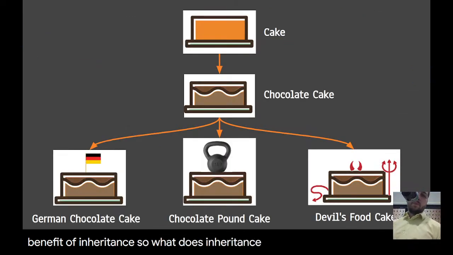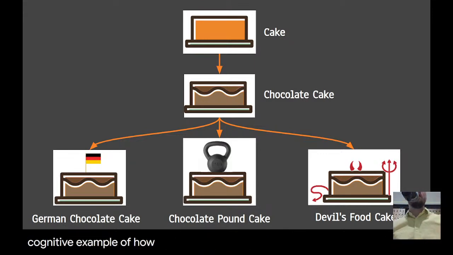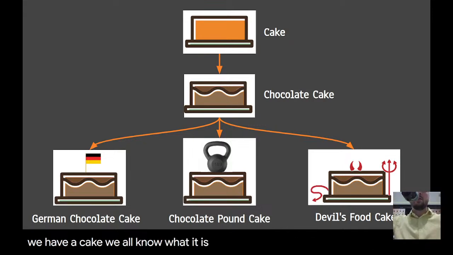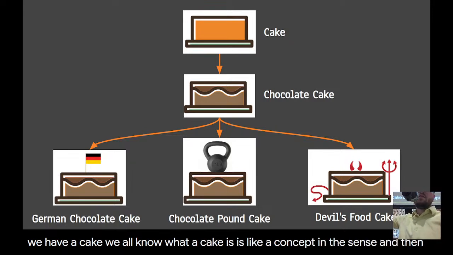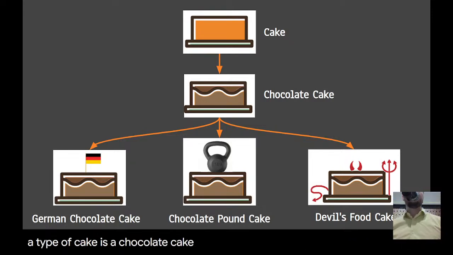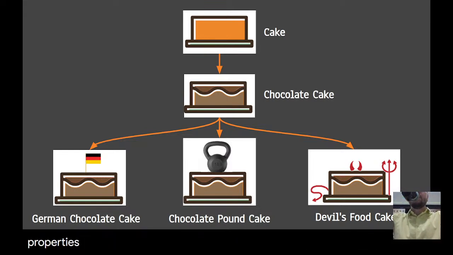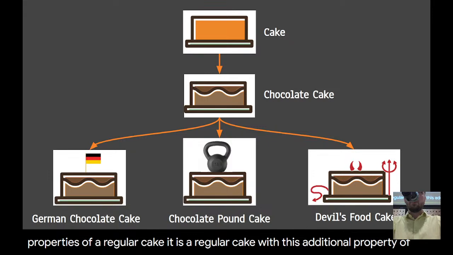So what is inheritance? Here is an example. It's a loose cognitive example of how our brains sort of use this idea of inheritance. So here we have a cake. We all know what a cake is. It's like a concept in a sense. And then a type of cake is a chocolate cake. And then there are many types of chocolate cakes. So we have German chocolate cake, chocolate pound cake, devil's food cake, things like that. And so in our brains, we understand that a chocolate cake inherits the properties of a regular cake. It is a regular cake with this additional property of having chocolate.